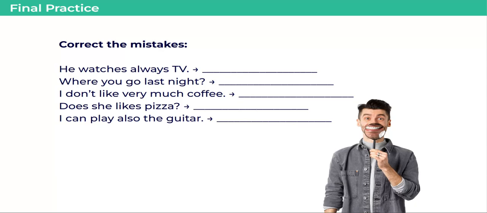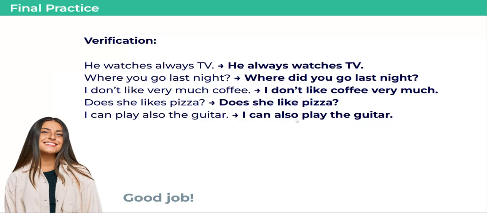I can play also the guitar. What is the correct sentence? I can play the guitar also. I can also play the guitar. Beautiful. Let's see what else. I can also play the guitar. I can play the guitar also. Wonderful. So the correct is I can also play the guitar. Good job, everybody.